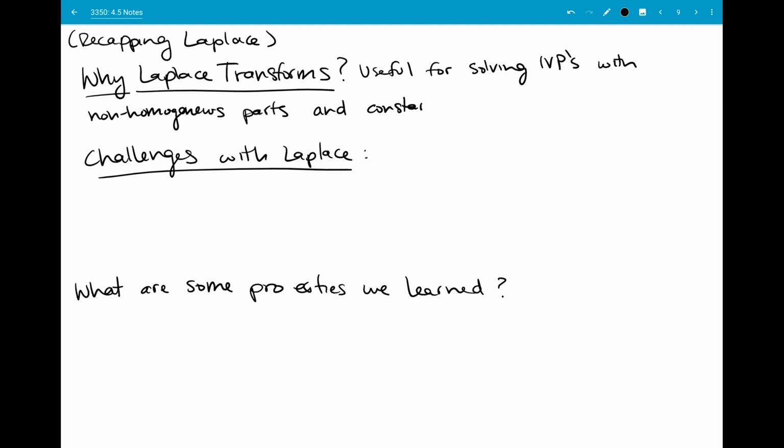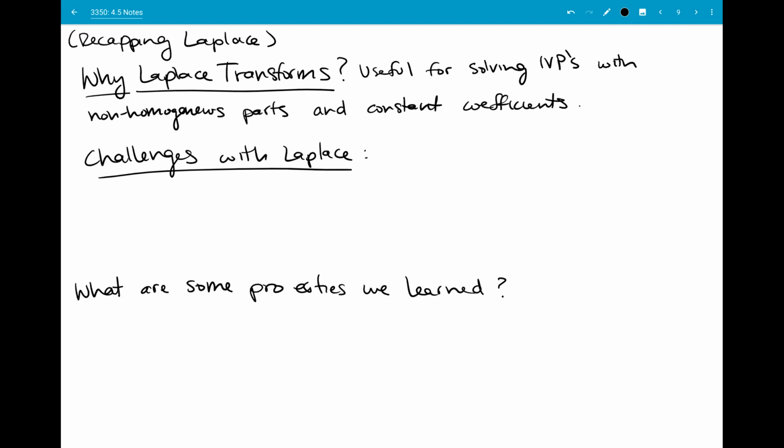But the limit here is that we have only ever used Laplace transforms on constant coefficient problems of any order, because we don't really know how to take L of, like, t cubed plus 1 times y prime. That's not something that we've dealt with. So that's when Laplace transforms are useful.